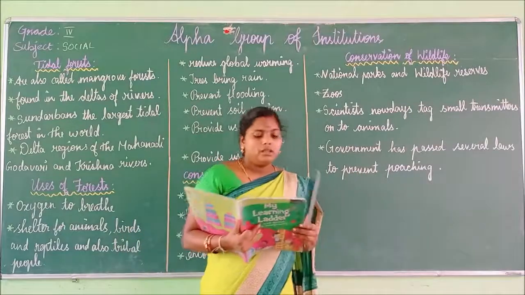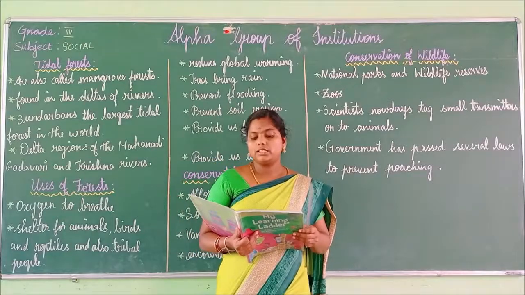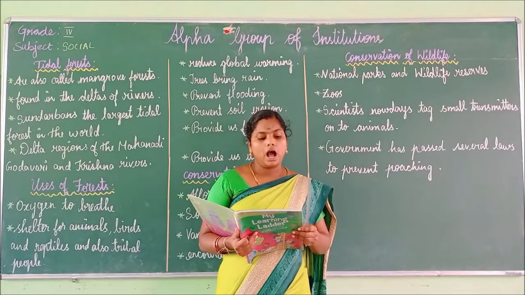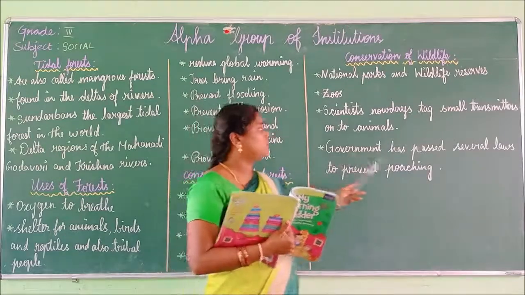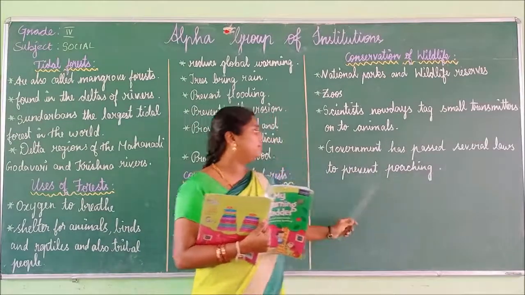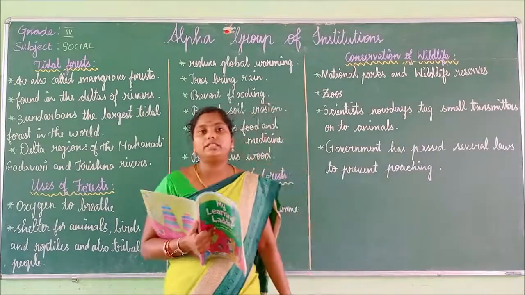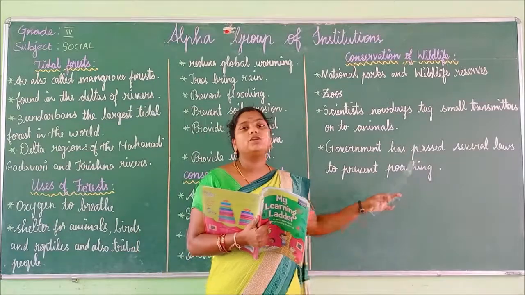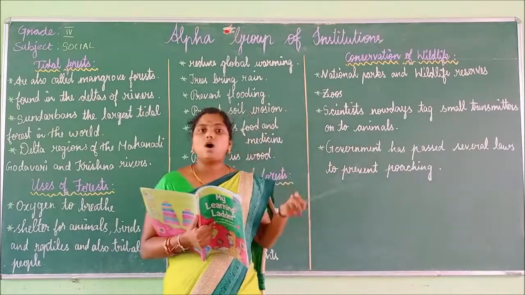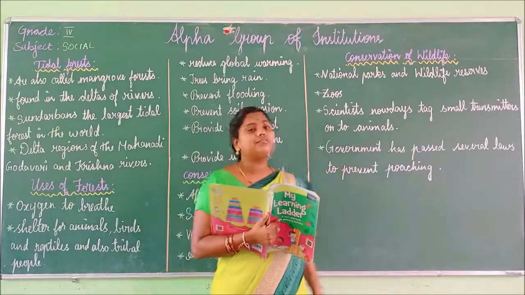The next one, the government has passed several laws to prevent poaching, which is the illegal killing or harming of endangered species. Poaching means killing animals for their own profit and pleasure. They kill the animals for their own profit, like skin, horn, and these kinds of things. So these are the conservations of wildlife.